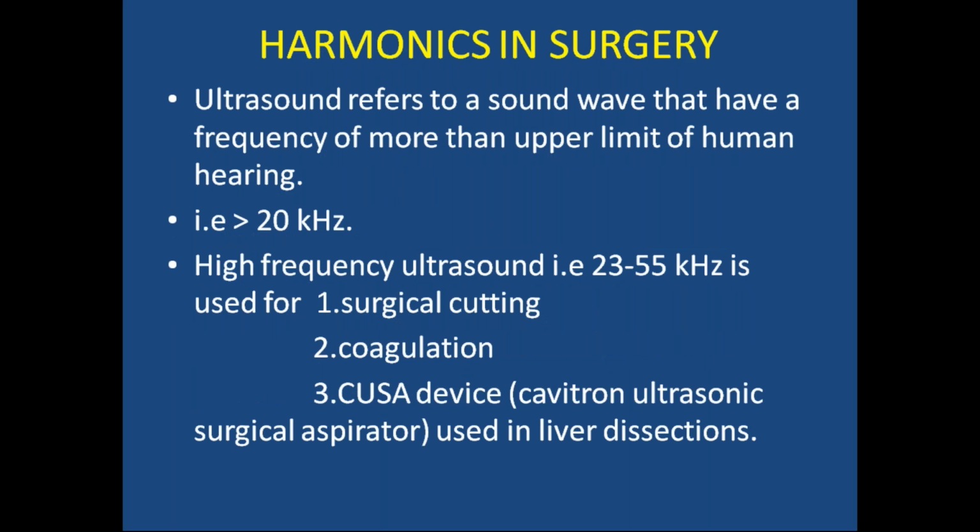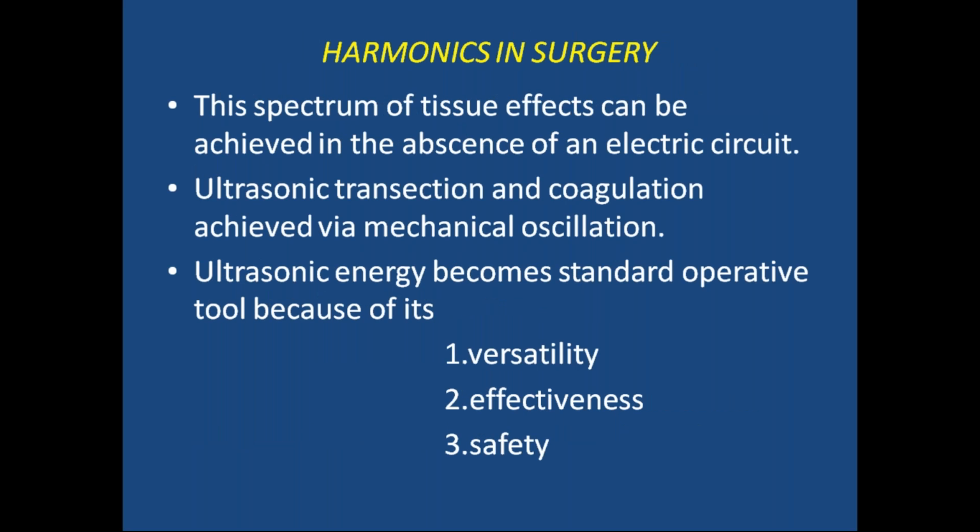So harmonics in surgery, the use of harmonics, these are the advancements in surgery. When ultrasound is mixed with the electrosurgical device, it is called harmonic. It refers to sound waves that have a frequency above the upper limit of human hearing, that is greater than 20 kilohertz. 23 to 55 kilohertz is used for surgical cutting, coagulation, and CUSA, that is Cavitron ultrasonic surgical aspirator, used in liver dissection.